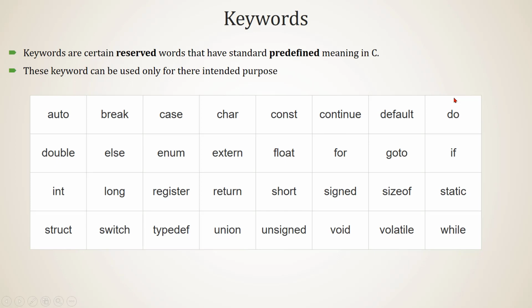So always remember, in C language we have 32 keywords. Always compare with the English language. In English language also we have some predefined words, and similarly in C language we have some predefined words, and those predefined words are called keywords.